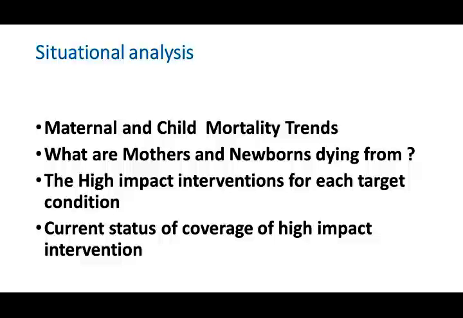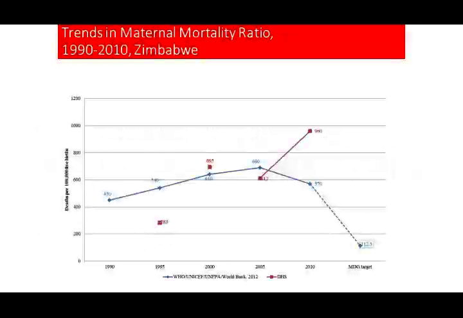Situational analysis, the first thing we did in Ethiopia in 2003, was maternal and child mortality trend, what mothers and newborns are dying from, the high-impact intervention for each target condition, and current status of coverage. Where are we now? Antenatal care, postnatal care, EPI. Those are the kind of exercises that we did. And I'll now talk about how we approached this in two different contexts. The first context is how we did a supply side bottleneck analysis and tried to make a huge change in a country which was politically fragile.